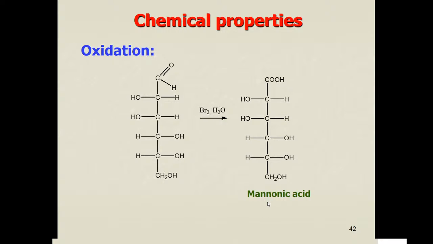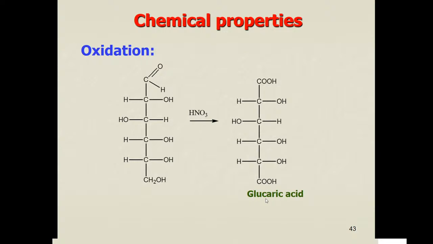If we use something stronger as the oxidizing agent, for example nitric acid, it can oxidize not only the aldehyde group, but the primary alcohol group as well. As a result, we get a dicarboxylic acid with OH groups in unique positions. The suffix is aric acid, A-R-I-C: glucaric, galactaric, mannaric. This was glucose, that's why glucaric acid.